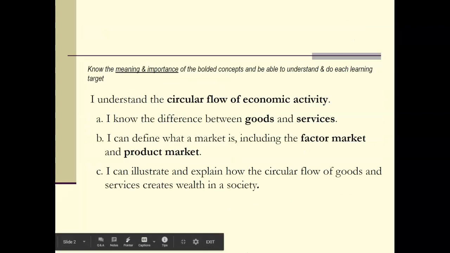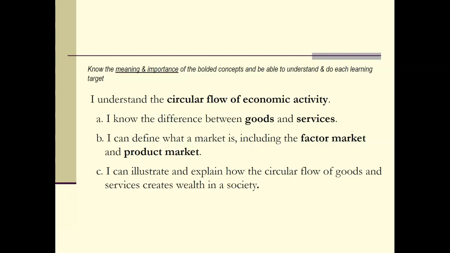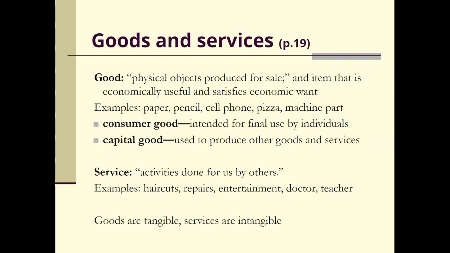Okay, so the goal for today is to understand the circular flow of economic activity, know the difference between goods and services, define what a market is, including a factor market and a product market, and illustrate and explain how the circular flow of goods and services creates wealth in society. So a good is a physical object produced for sale. It is economically useful and it satisfies a want.